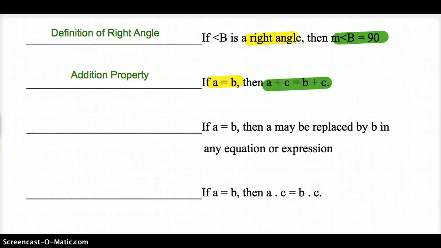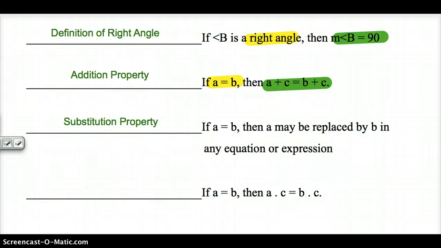In our next one, if A equals B, then A may be replaced by B in any equation or expression. Being replaced. When you're in a sport and you're coming out and somebody is taking your spot, what's happening there? You're right, it is a substitution property.